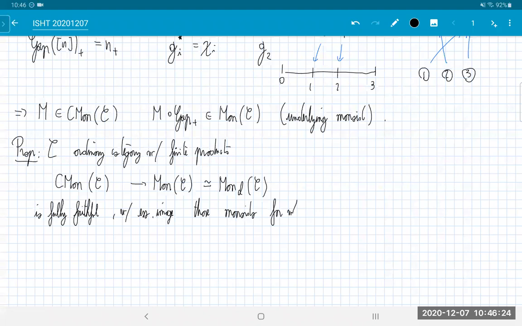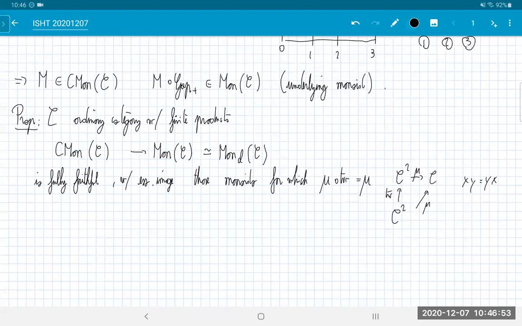for which the multiplication composed with the twist is the multiplication from C up to C. If you want the monoids that are literally commutative. So twist is here, the map here that exchanges the two coordinates. So if you want, equationally, you can write it as, you know, xy is equal to yx. So really commutative monoids.